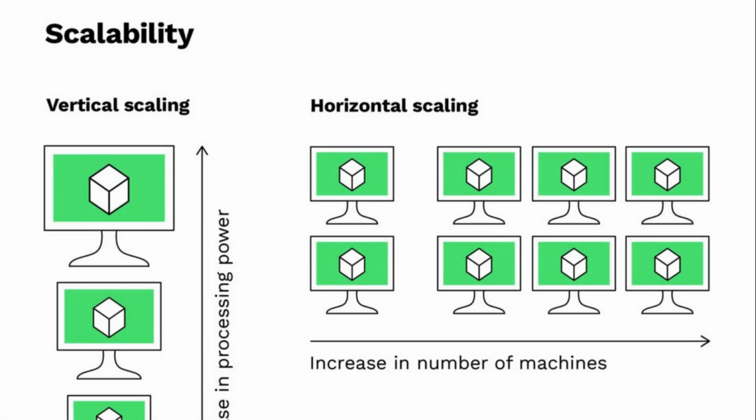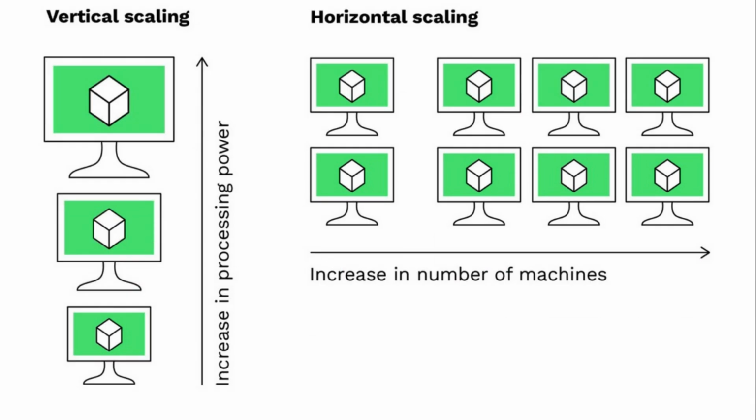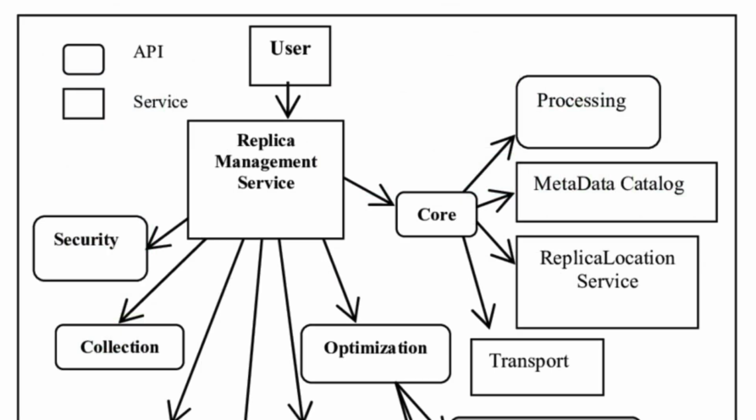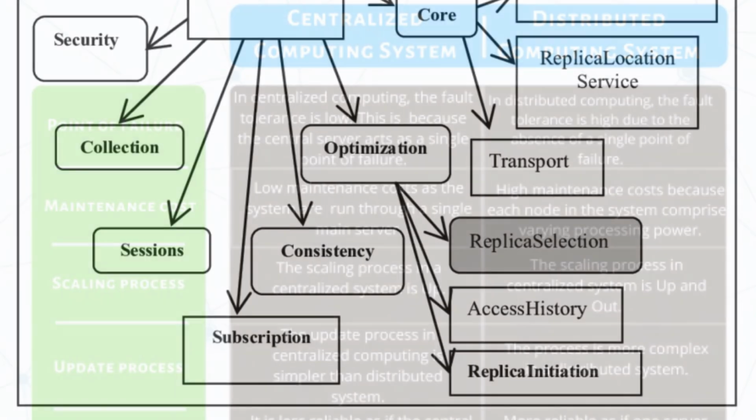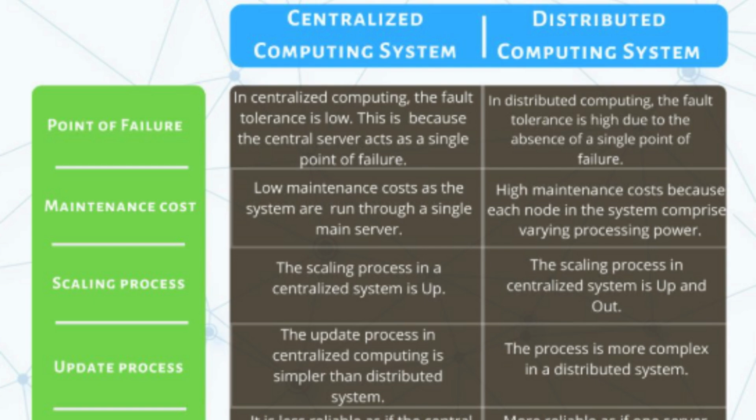More reliable as if one server crashes, the system as a whole can still survive. Higher throughput as the processing power is distributed throughout the system. The system is more complex as we need to address replica management and maintaining consistency.